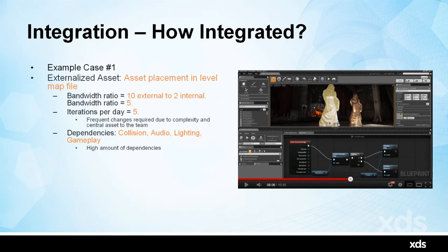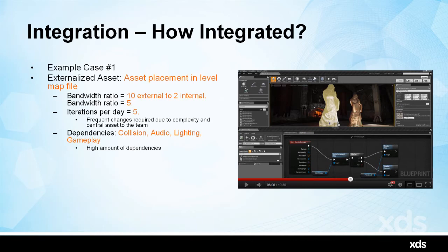So we have basically asset placement in level map files. If you were externalizing, the vendor was actually placing objects in the map and saving the level themselves. So this is a bandwidth ratio of 10 external to 2 internal, so 5 iterations per day. So that map file is saved about 5 times a day.